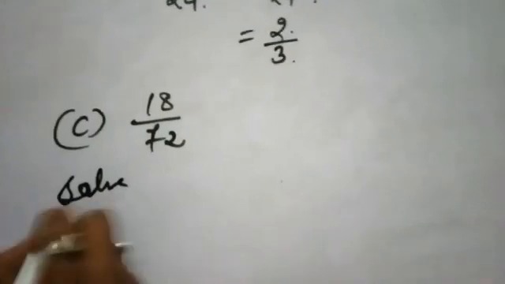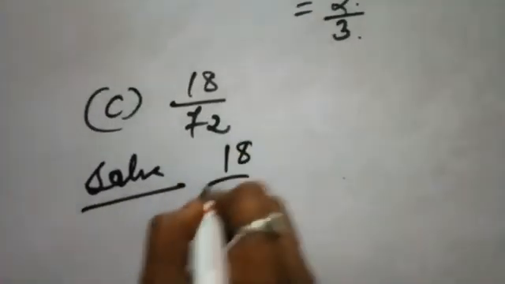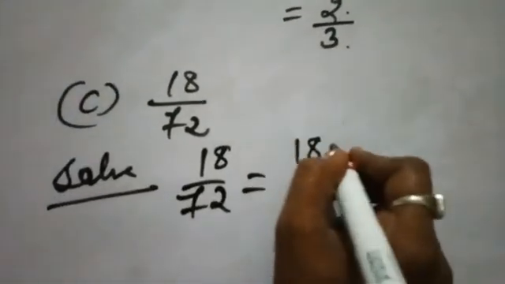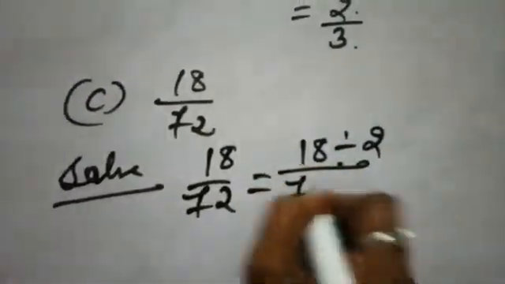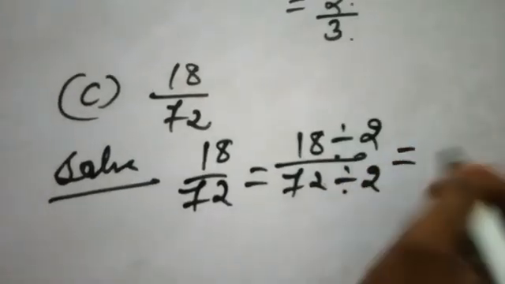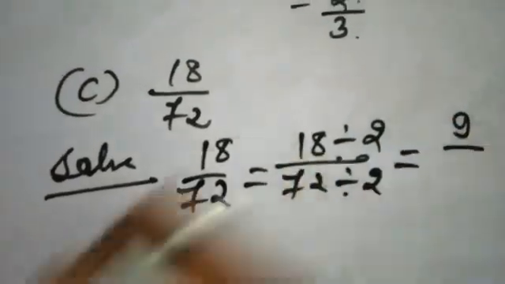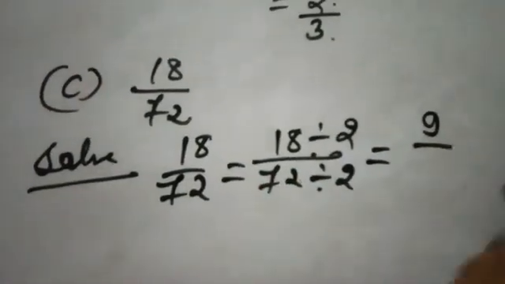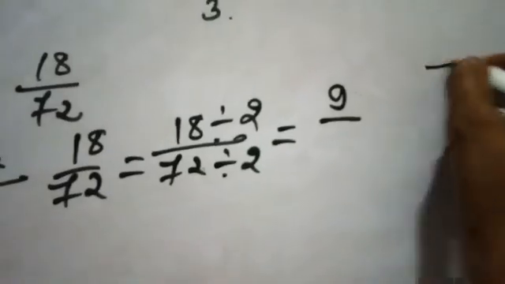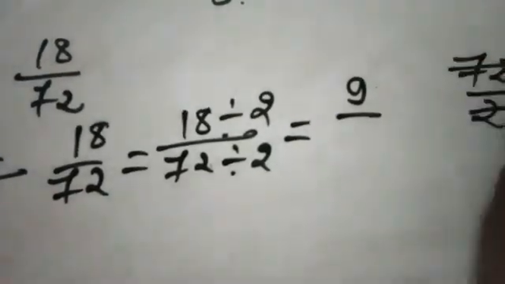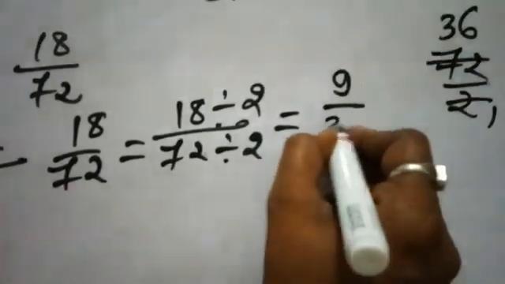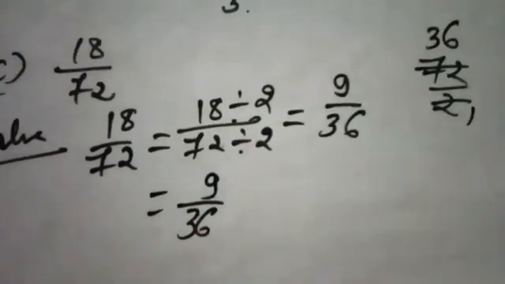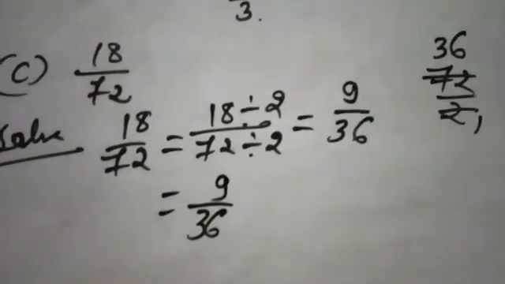Now here 18 over 72. If you don't know the bigger numbers, we will start from 2. 18 divided by 2, what is the answer? 9. 72 divided by 2 is 36. So our answer is 9 upon 36. Is 9 upon 36 the simplest form?